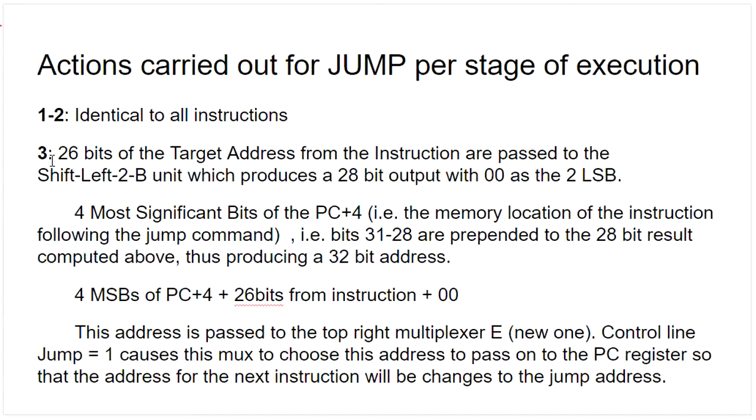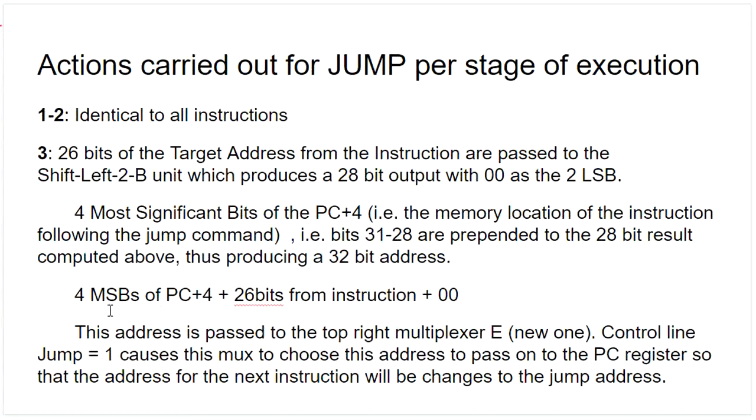But in stage 3, we're going to take the 26 bits of the target address from the instruction, and we're going to pass them to that shift left 2 that we added. And that's going to give us 28 bits, which means it's going to put zeros at the end. And then it's going to take the 4 most significant bits of the PC plus 4, in other words, the PC already incremented. It's going to take those 4 lines and prepend them to the 28 bits, in other words, put them at the most significant bit location. And then it'll produce a 32-bit address.